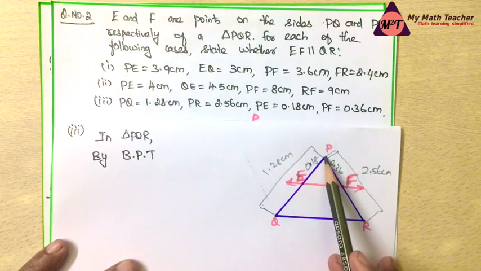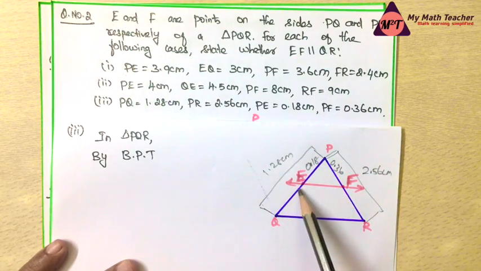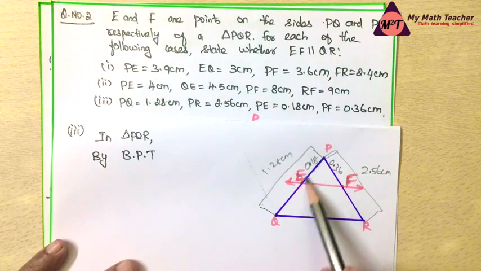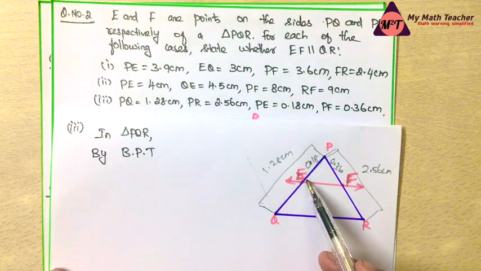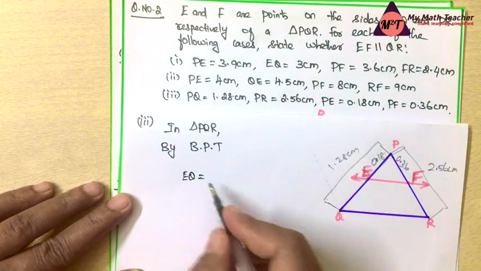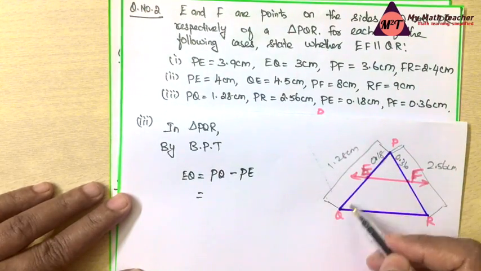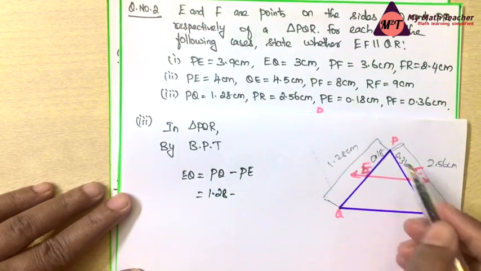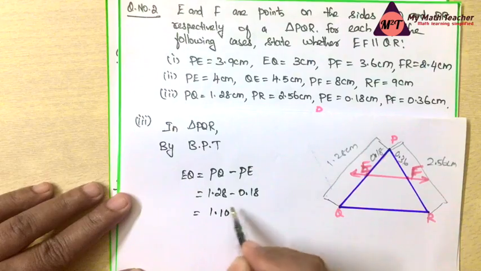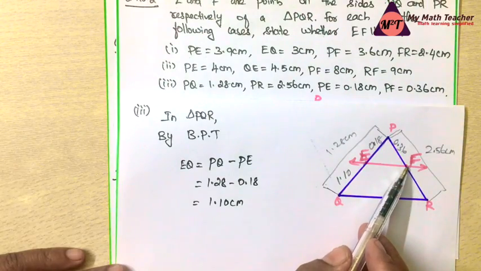You can see from P to E it is given, whereas we do not know E to Q. The same way on the right side. It is a very simple way to find EQ. From the total length PQ, just subtract the PE value, you will get this value. Let us start here. EQ is the total length PQ minus this length PE. Now PQ, total length, is 1.28 minus PE is 0.18. When you subtract, it's very clear, 1.10 centimeter, that is 1.1.